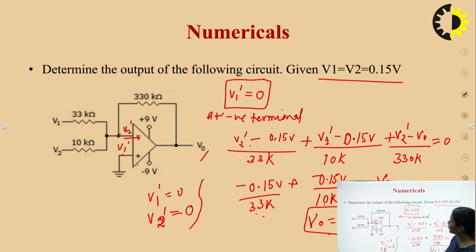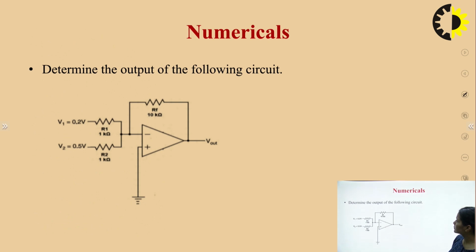So we can go for another example yet. Let's see again. Again here the positive terminal is grounded. Yes, you can take V1 equal to 0. So we will take V1' and here we will take V2'. This terminal is V2'. Then solving at the terminal V2', that is the negative terminal.